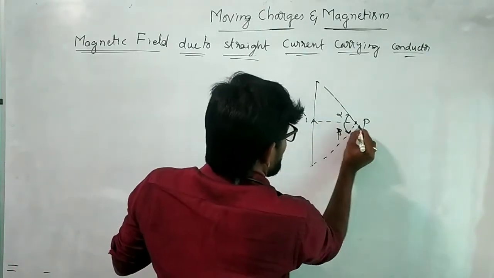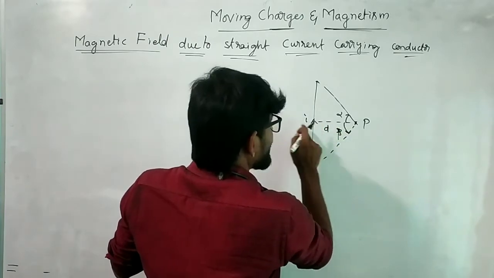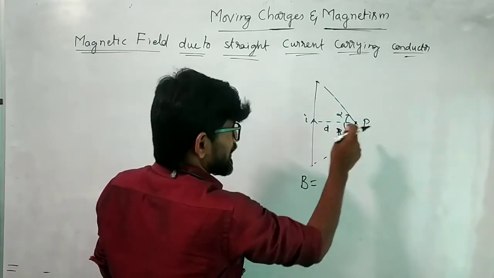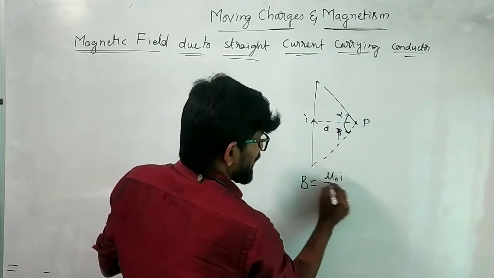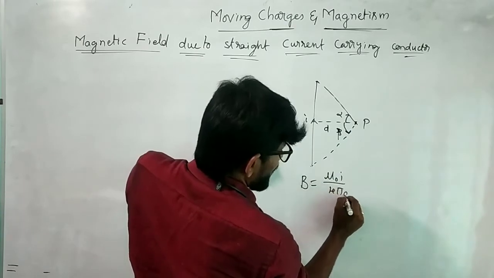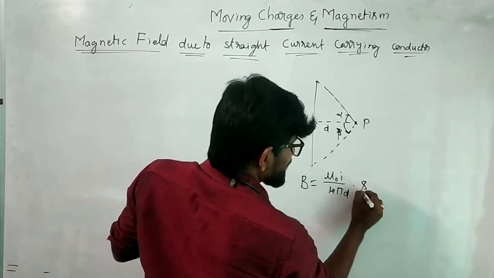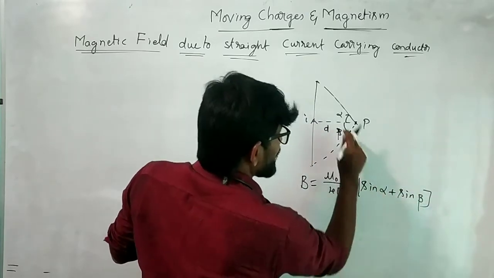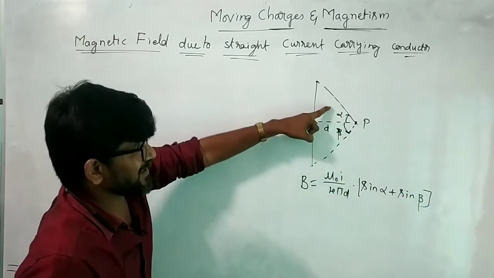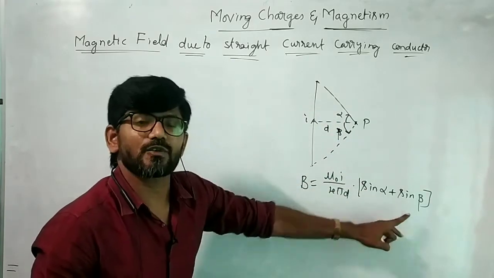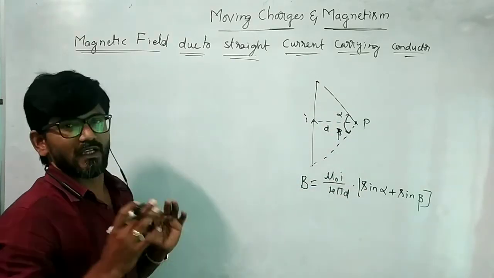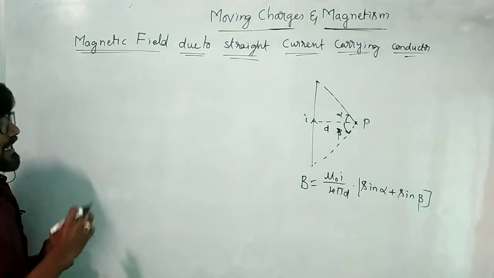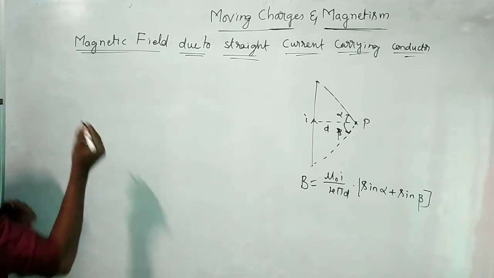If the point is at a perpendicular distance d from the current carrying conductor, then the magnetic field due to the entire conductor at this point is mu naught I by 4 pi d into sine alpha plus sine beta. If you consider these angles as theta 1 and theta 2, it is sin theta 1 plus sin theta 2; accordingly you have to follow. Is it clear? Now, let us do some examples based on this, then we will discuss some special cases.